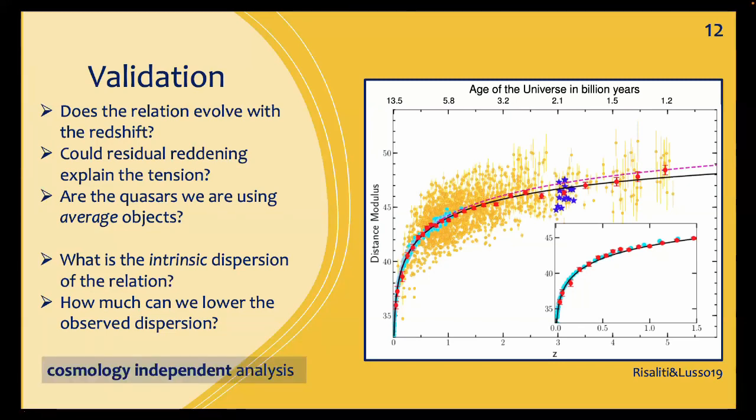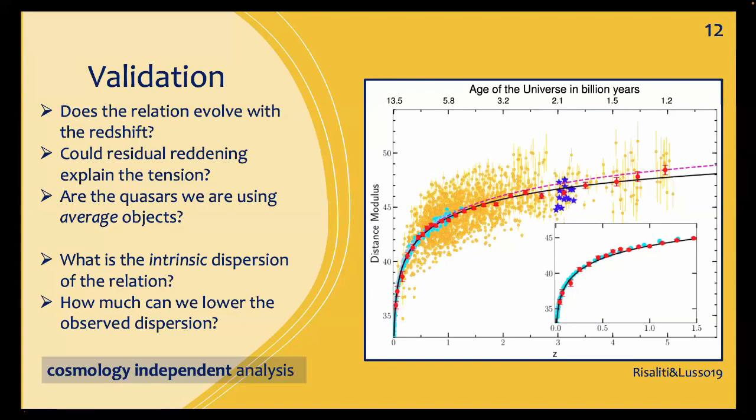The things we will discuss now are analyses we have performed which are cosmology independent, and we have been trying to answer these questions in terms of, first, can we trust this tension, and also, can we do something for this dispersion, can we further lower it, and can we get to understand how much the intrinsic dispersion of this relation is.